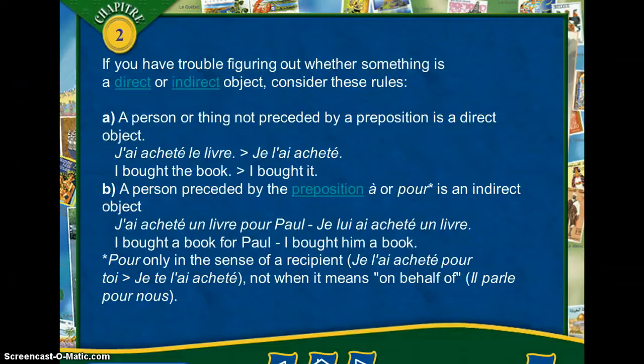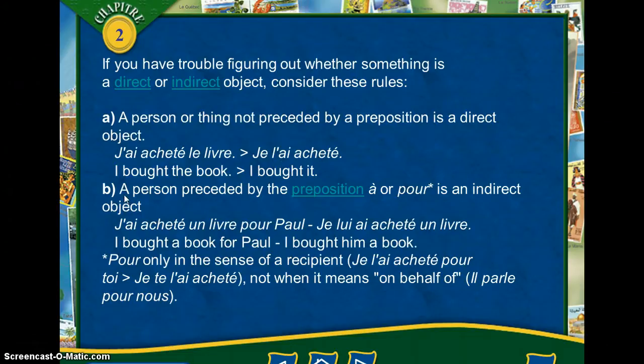So if you have some difficulty figuring out whether something is a direct or an indirect object, these rules might help. A person or thing not preceded by a preposition, that means it doesn't have a preposition coming before it, is a direct object. So for instance, j'ai acheté le livre, the book. You notice there's no preposition here before the object, to the book, at the book, whatever. Je l'ai acheté, so you're going to use le, I bought it, okay?